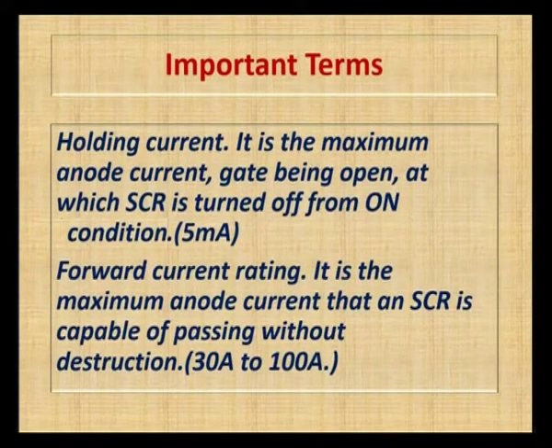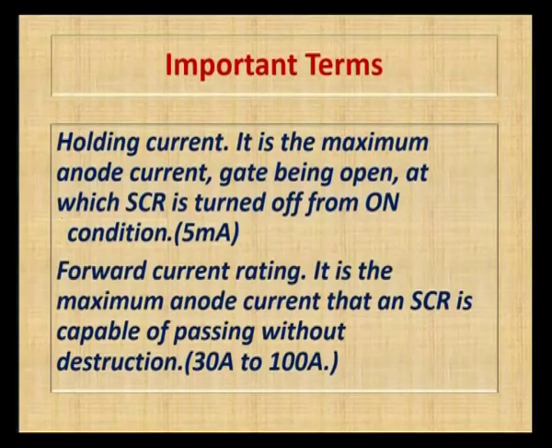And next is holding current. It is the maximum anode current, with the gate open, at which the SCR is turned off from the on condition. This is very important to note when we need to turn off the SCR. We need to know what the holding current is. If we know the holding current, by varying the voltage at the gate terminal, we can reduce the current to less than the holding current, so that we can make the SCR turn off.